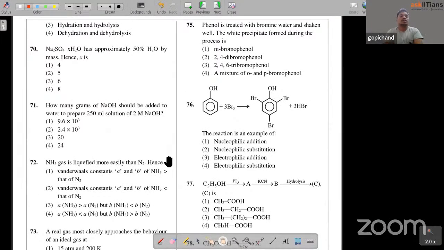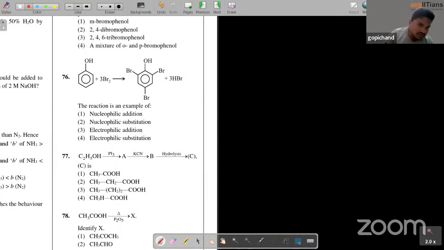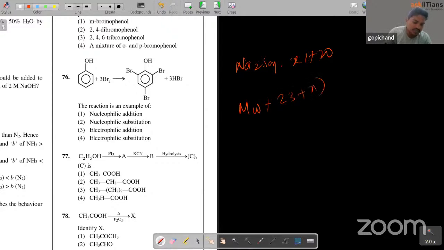Na2SO4·XH2O is approximately 50% H2O by mass. Hence, X is? Very good question actually. So how do you find X in this question? First of all, 50%, so you should know the molecular mass of the compound. The compound is Na2SO4·XH2O. We don't know X, so the molecular mass is the sum of the parts plus X, meaning water.